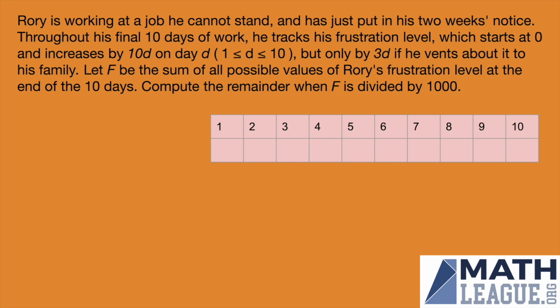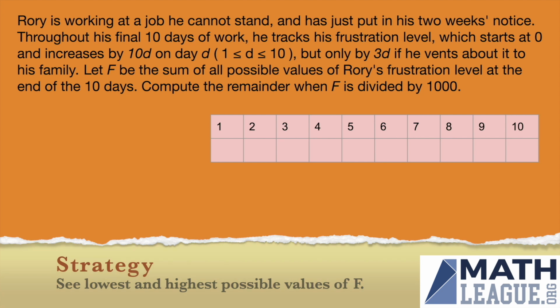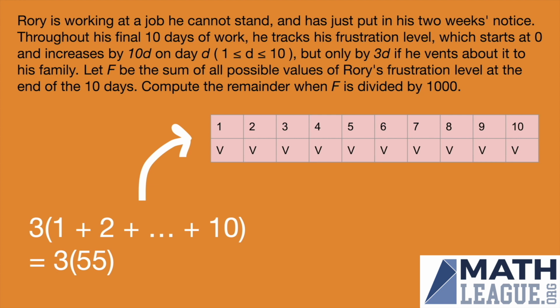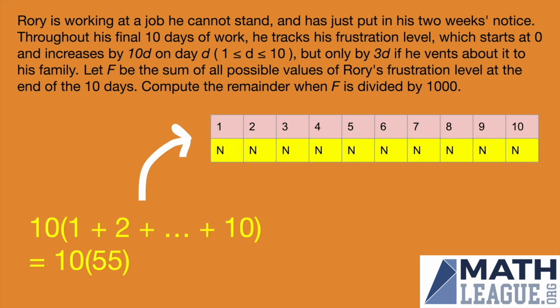So instead, we can think about this question by considering the lowest and highest possible F values that Rory can obtain. So the lowest possible F value is if he would vent every single day. And the F value for that would be 3 times (1 plus 2 plus 3 plus dot, dot, dot, plus 10). And we know that this sum in here is 55. And so that would be the lowest possible value. Well, what about the highest possible value? Well, that would simply be 10 times 55.